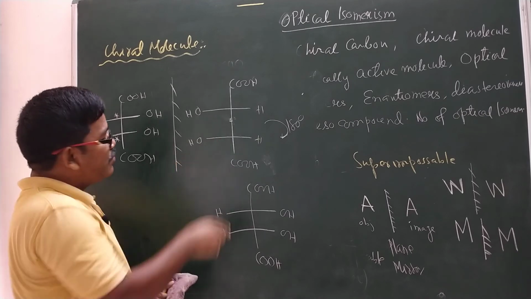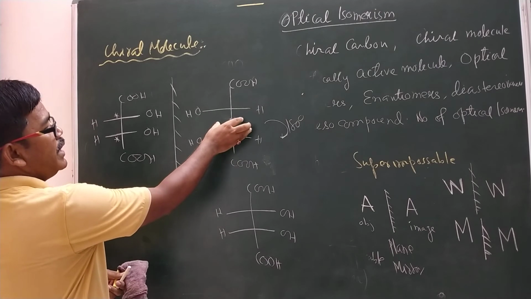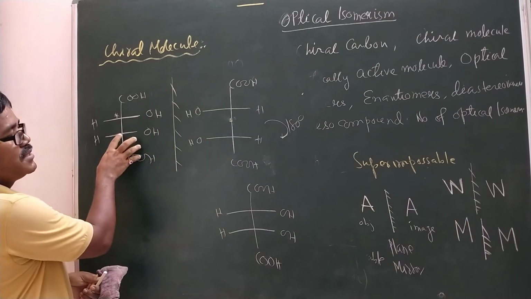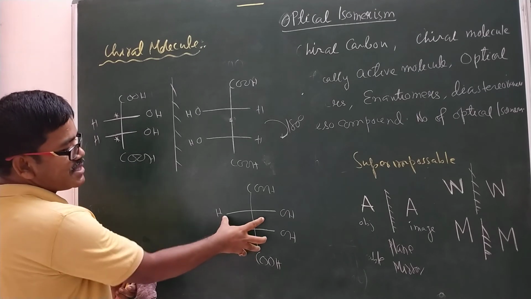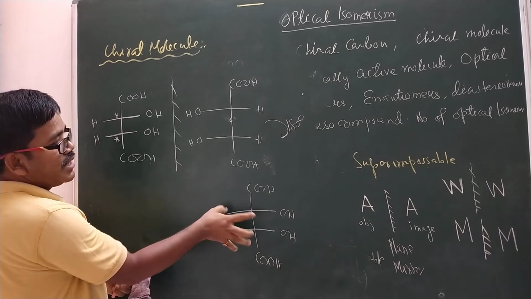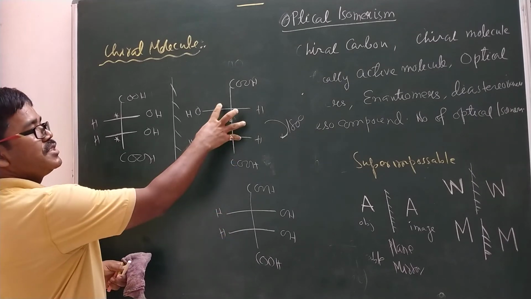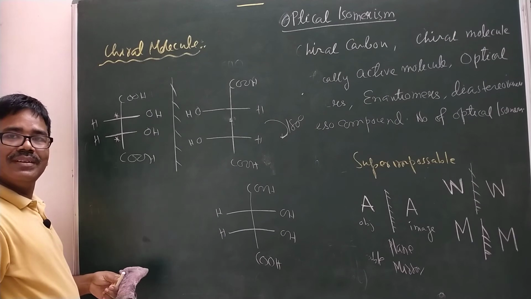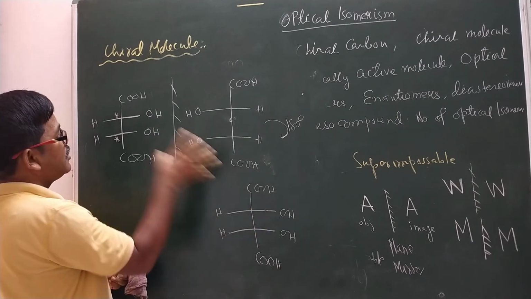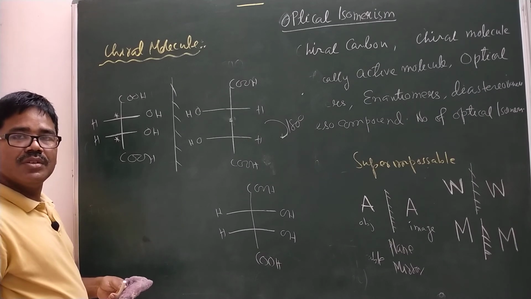Clear? Therefore, apparently if I see this image and this object, they are not superimposable. But if I see this configuration, I am telling you these two are identical. Apparently this is non-superimposable, but this one, if you consider, it is superimposable. This one, if you take this and try to paste here, it becomes superimposable.